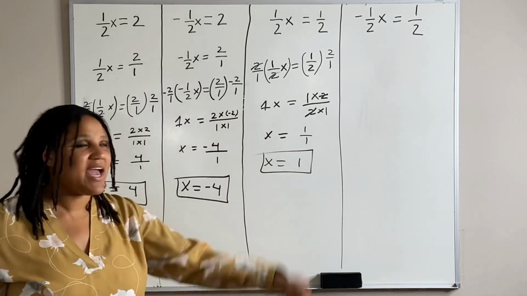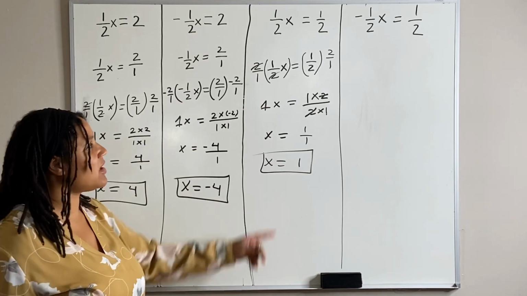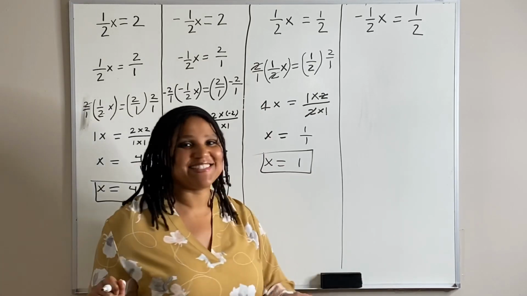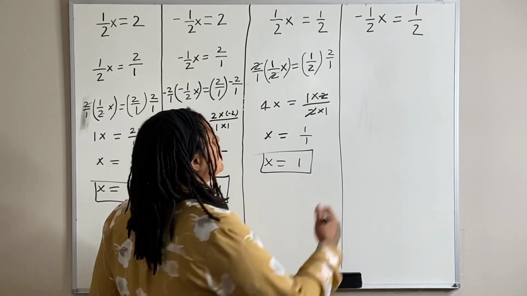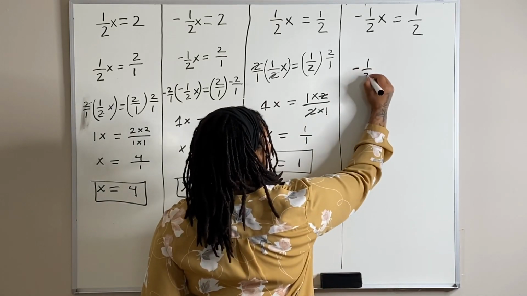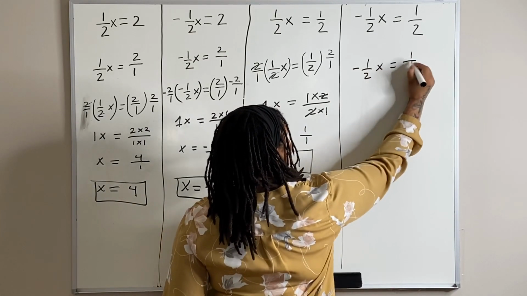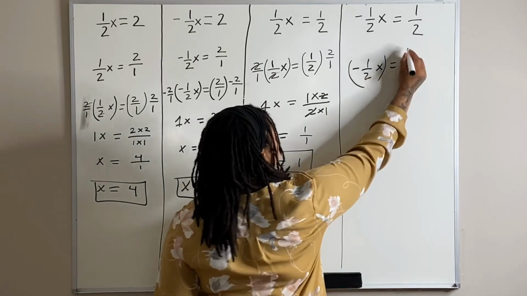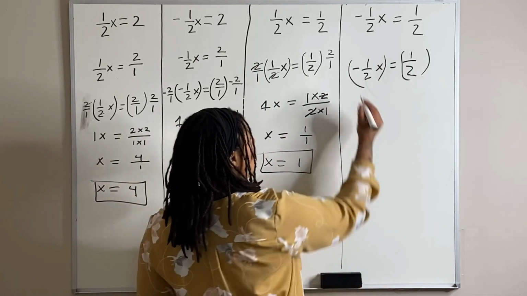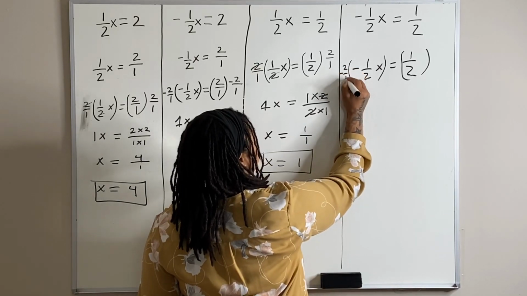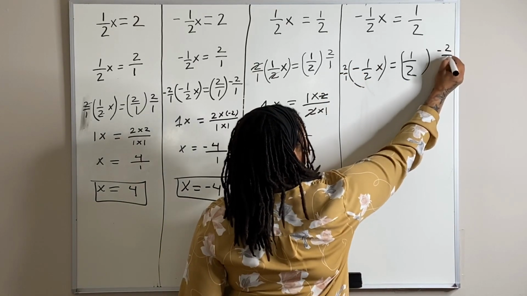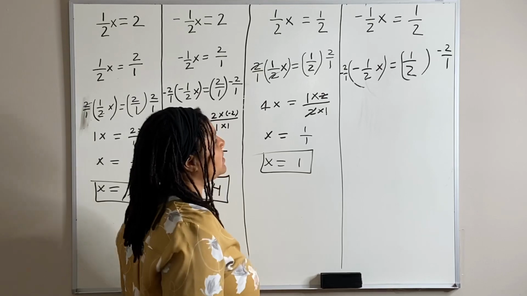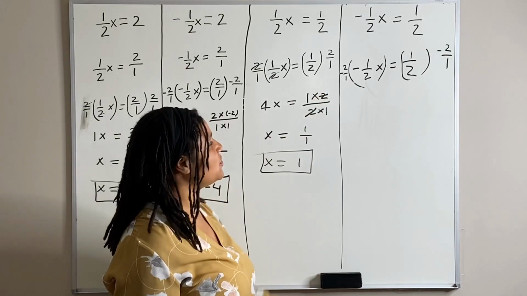Bam! Okay, now come on over here with our very, very last example. Aren't you glad we're coming to the end? So again, let me just come here and rewrite so that you can see all of the steps. We are multiplying both sides by -2 over 1. And so when we do that, we see that the 2's cancel.